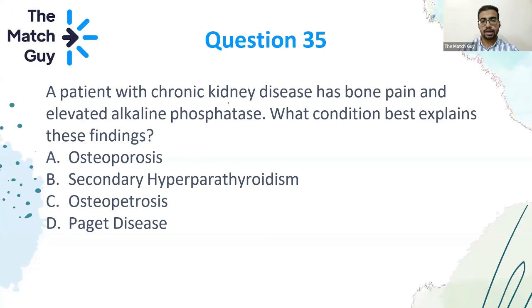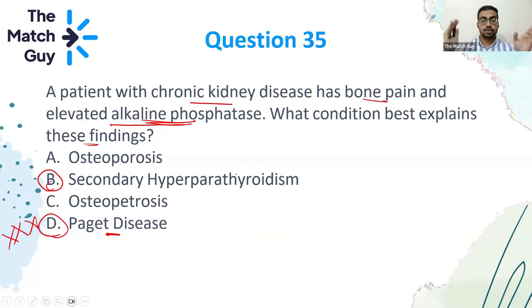So if we have a patient with chronic kidney disease that has bone pain and elevated alkaline phosphatase, what condition best explains these findings? What do you think? Okay, I'm seeing a lot of these. I'll tell you the source of confusion here. Paget disease, we usually link it to elevated alkaline phosphatase. And once you guys saw the elevated alkaline phosphatase, then it's Paget disease. Let me just indicate that this is the wrong answer. It's actually secondary hyperparathyroidism.